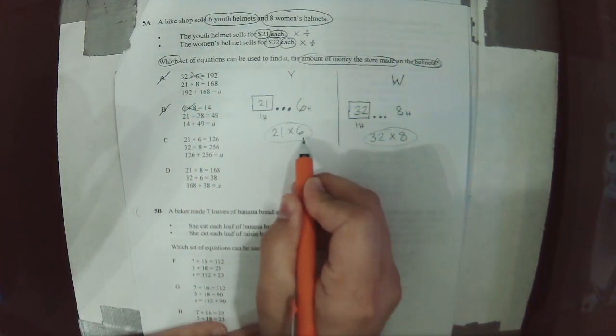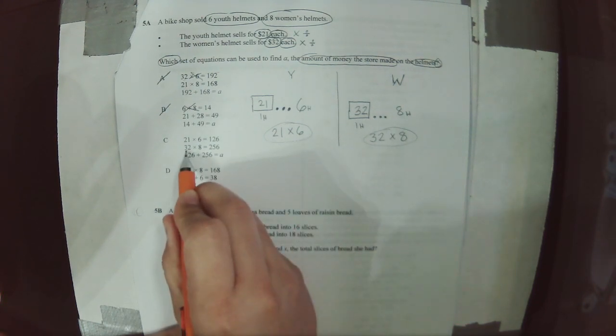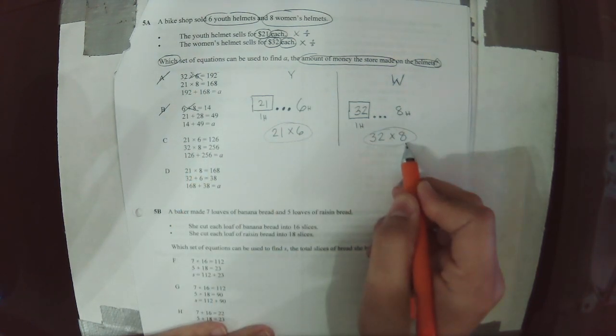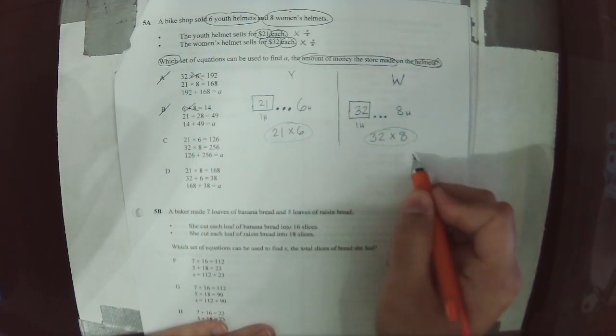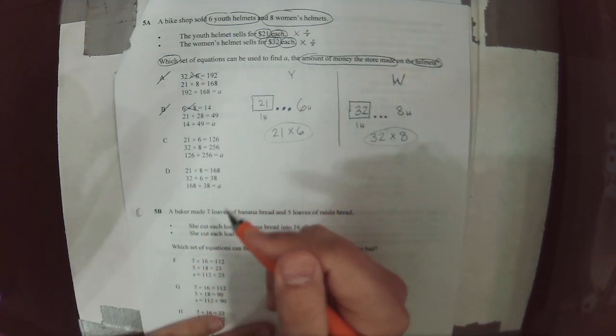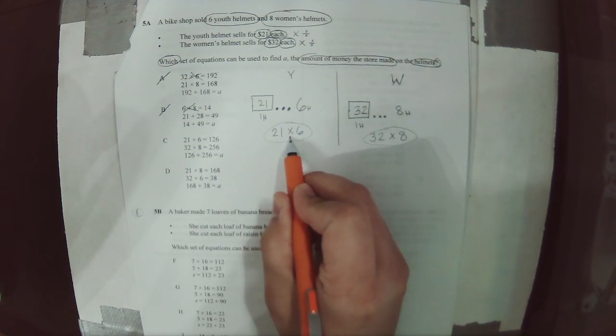21 times 6. That matches. 32 times 8. That matches. Now they did put something down here at the bottom where once they found their answers, they added them together. That makes sense. I mean, they're all being sold from the same shop, so all the money goes in the same place. It goes together. But let's see if the other one has the same operations, has the same problems. 21 times 8. Again, that's close, but it should be 21 times 6, not times 8.